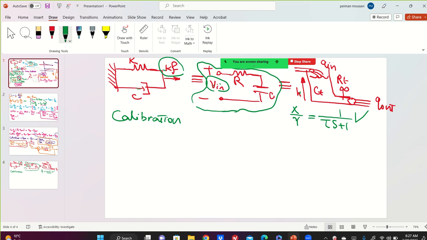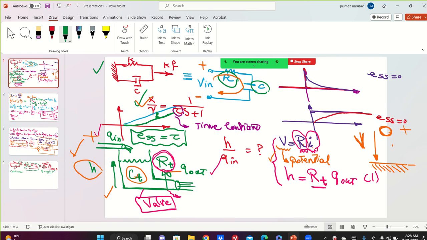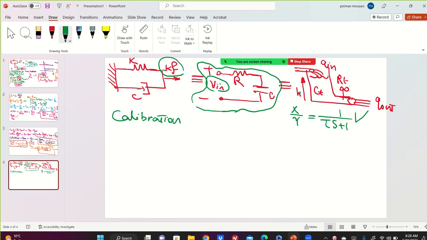And whatever I taught you, that the input is the impulse, input is the step, input is the ramp, is also valid for the tank of the fluid. For the impulse, steady state error is 0. For the step, steady state error is 0. For the ramp, the steady state error ESS is tau, tau tank, I'm sorry.